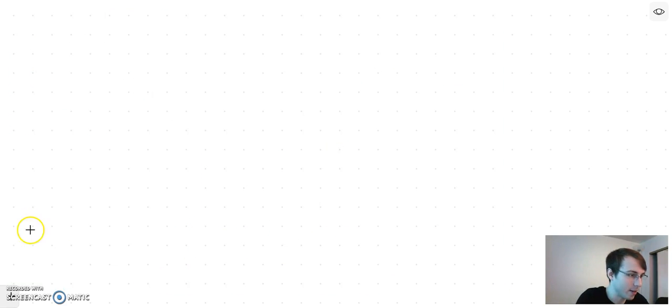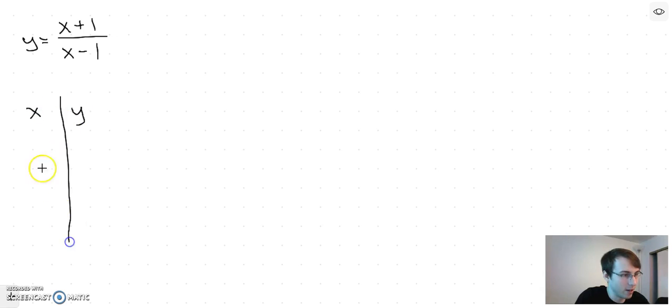So let's take this function. How about y equals x plus 1 over x minus 1. Let's make an x, y table for this so we can try to graph it. So when we plug in x is, I would usually say 1, but we can't plug in 1 because the denominator here is weird. So let's plug in x as 2. Y comes out to 3 divided by 1, which is 3.